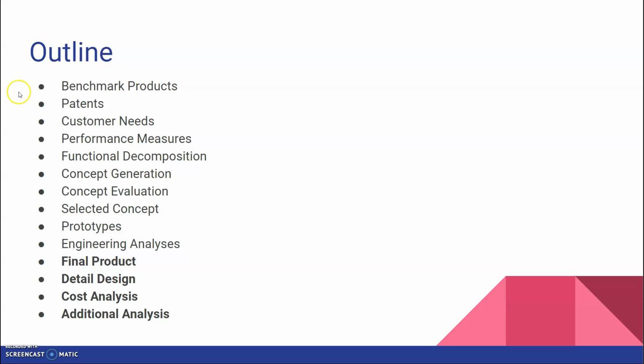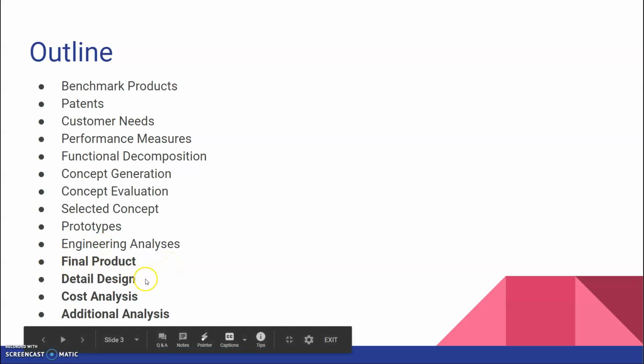In this last presentation, we're going to go over basically the whole design process that we've gone through this semester. In previous design reviews, we've gone over benchmark products, patents, customer needs, performance measures, functional decomposition, concept generation and evaluation, the selected concept, prototypes, and a couple of engineering analyses that have been performed. In this presentation, we'll go over all of those, as well as giving more details on the final product, the detailed design, cost analysis, and an additional analysis that was performed.